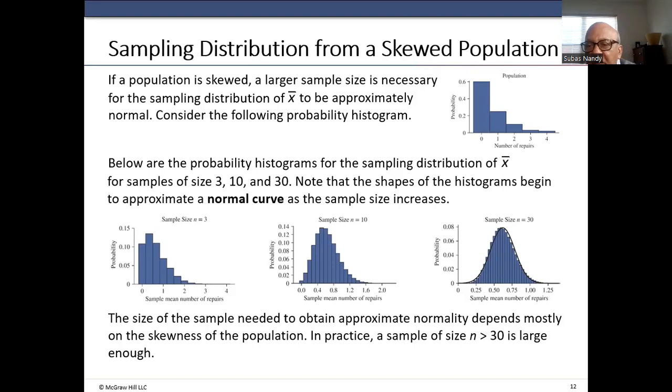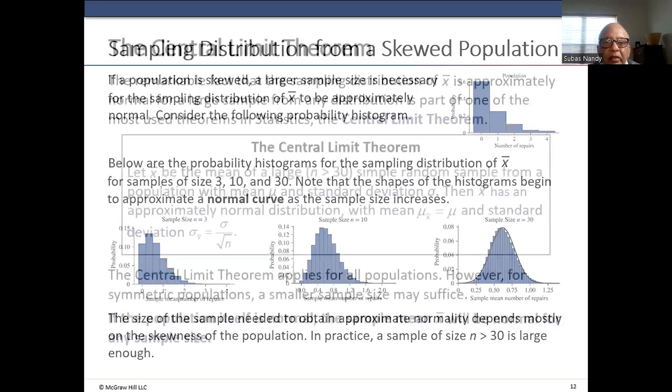But then when you draw a sample of size equal to 30, look at the probability distribution of X bar on the 3rd curve on the bottom right. So when the sample size becomes 30, the probability distribution of X bar becomes approximately bell-shaped. So in the last paragraph, the size of the sample needed to obtain approximate normality depends mostly on the skewness of the population. In practice, a sample of size n greater than 30 is large enough.